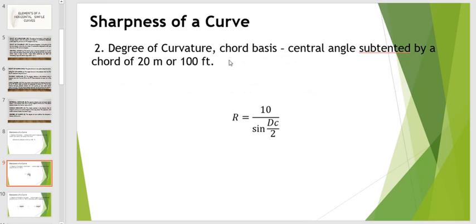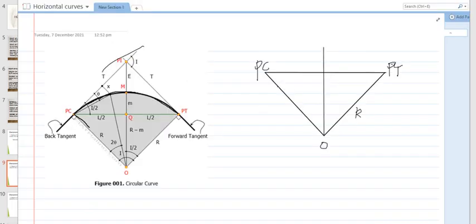Then we have second, the degree of curvature by chord basis: the central angle subtended by a chord of 20 meters or 100 feet. We'll now compute the degree of curvature using chord basis. So let's analyze this triangle. This is the chord, no? I is equal to the degree of curvature of the curve. So using these triangles.